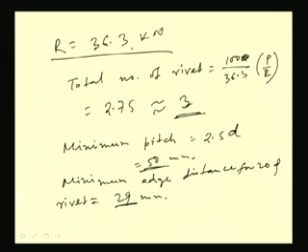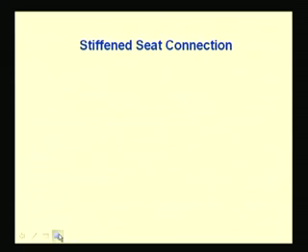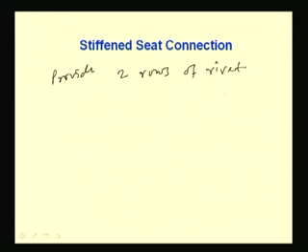Now, let us use 2 rows. So if we use 2 rows, we have to provide 4 rivets. So let us provide 2 rows of rivet. That means 2 rows means we are providing 4 rivets. So total number of rivets is becoming 4. This is all about the seat angle.